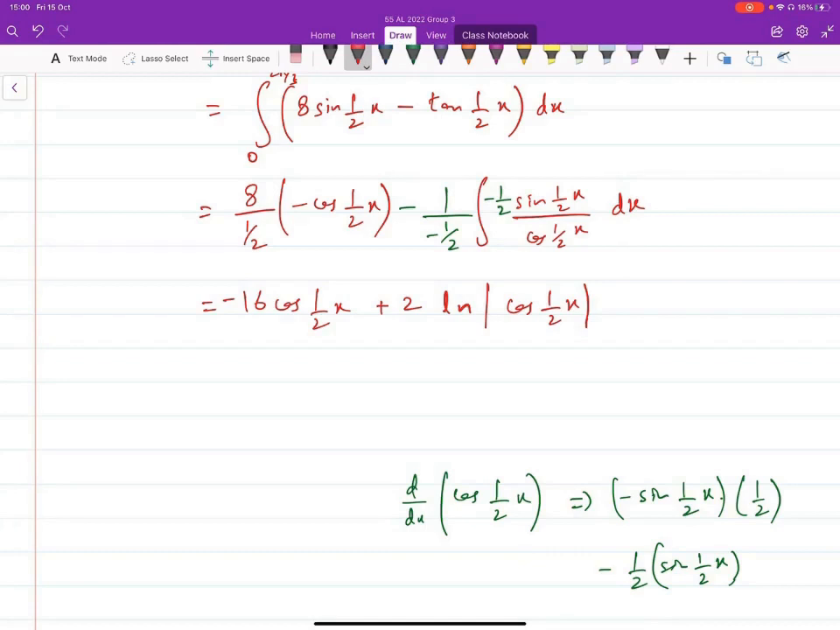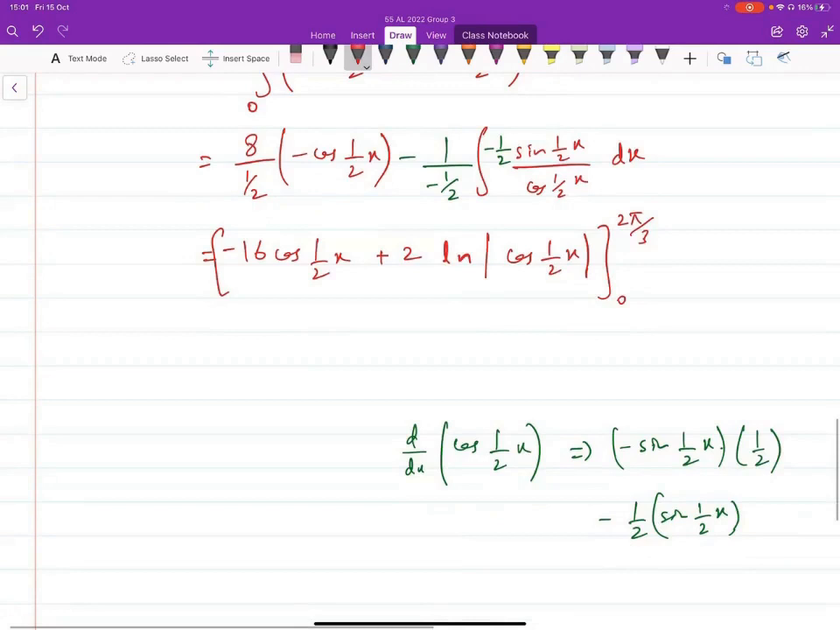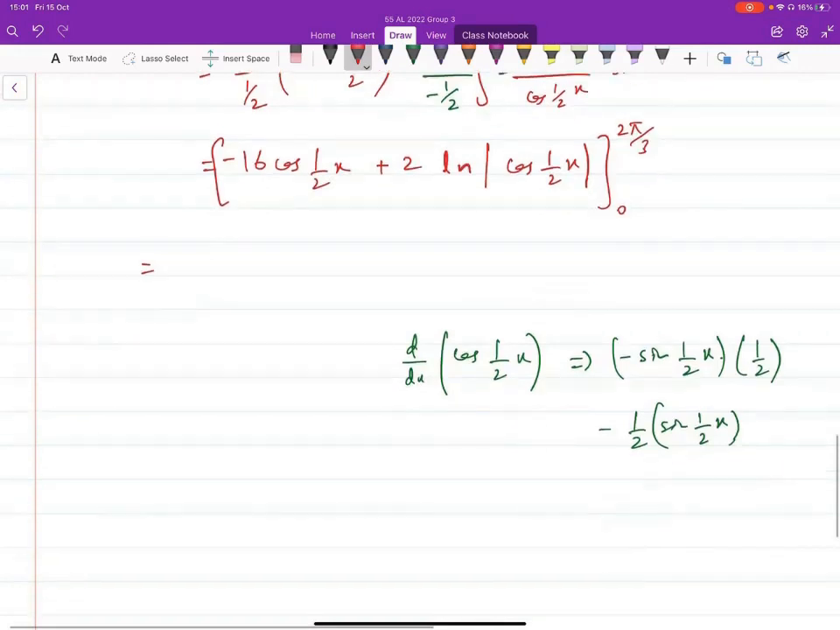And now we have to input limits. Limits are from 0 to 2 pi over 3. ठीक है? You can, if you want, you can do this directly on your calculator. But I would recommend आप इसको लिख लें एक दफ़ा, उसमें careless errors के चांस थोड़े से कम हो जाते हैं.